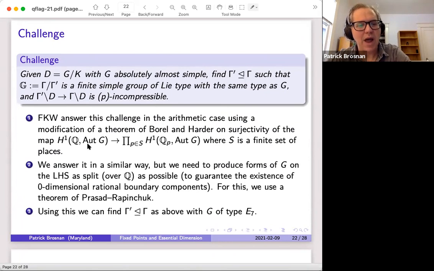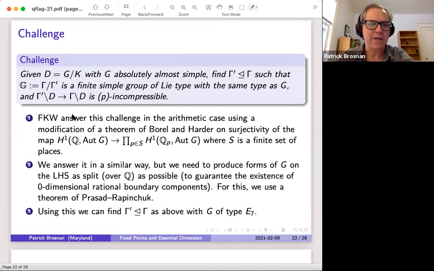But we're allowing ourselves to use, so FKW have a modification of Borel Harder. They're allowing themselves to use that to change the form of G over Q. What they want to do is make it so that that form of G over Q has good reduction at P. It should be unramified at P.